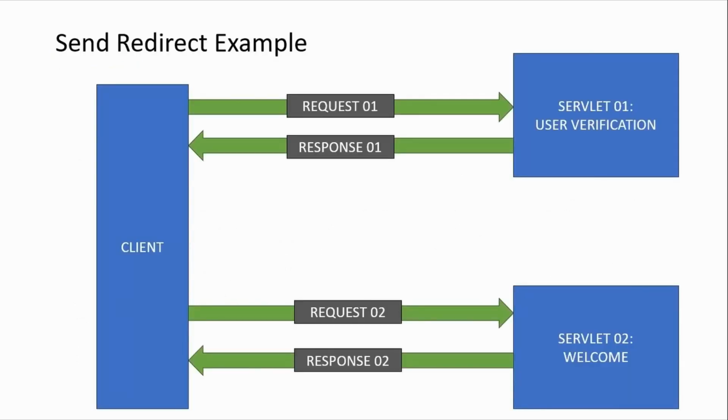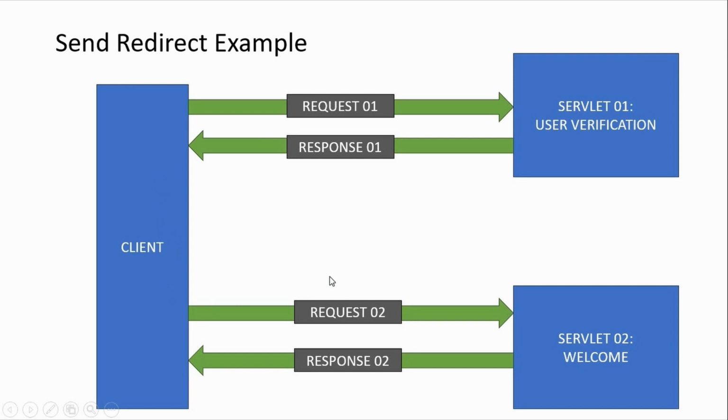Let's see what this means. Let's suppose you log in to an application which tells you whether you are an authentic user or a non-authentic user. When you log in, it gives you a welcome page or an error page. If you are a valid user, it gives you a welcome page. If you are invalid, it gives you an error page. So you make a request to the server, request 1. Now this servlet takes your login information, your user credentials, and verifies whether it is a valid user or not. Servlet 1 generates some response and sends it to the client.